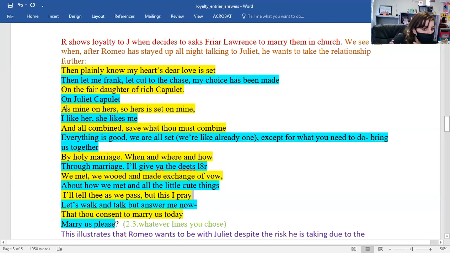But the key to reading Shakespeare is to look at the punctuation. And if there's no punctuation at the end of a line, you should keep on reading, knowing that the thought is continuing into the next line. So then the orange would be, we see this when after Romeo has stayed up all night talking to Juliet, he wants to take the relationship further.